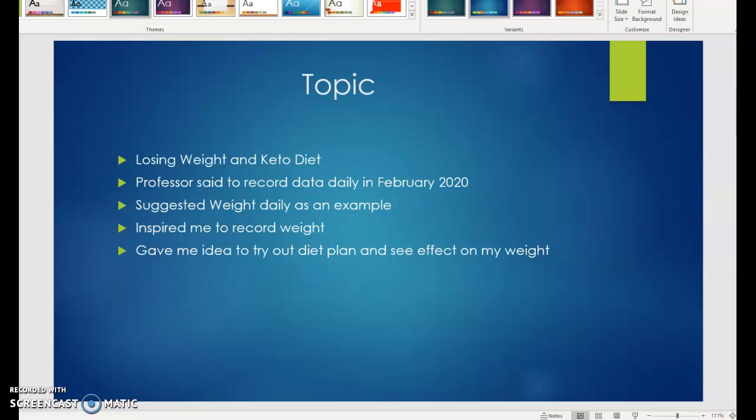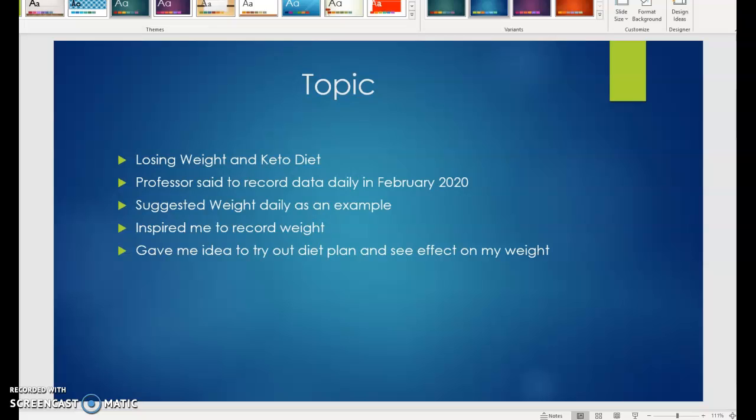What was the topic that I went with? Well, I went with losing weight in the keto diet. The reason why was back in February, the professor said to record some data daily. It could be anything from your weight to stock prices to the temperature, etc. And one of the suggestions that stuck out to me was doing my weight daily.